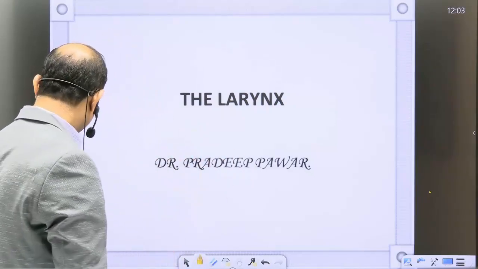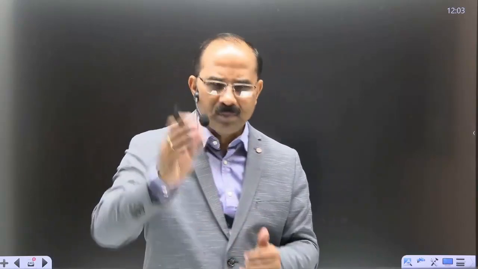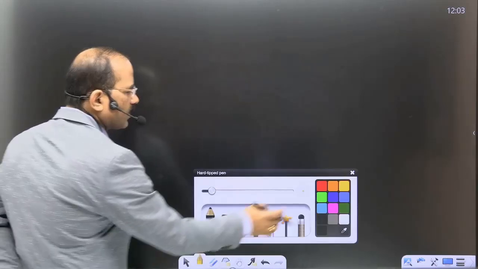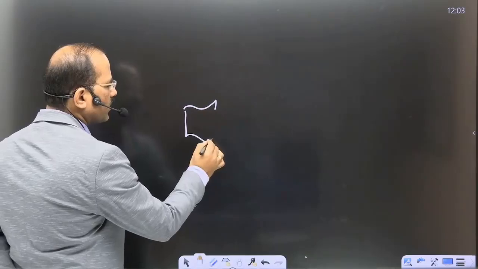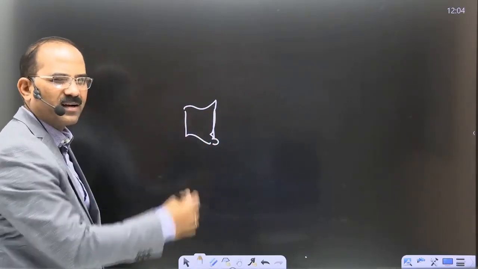Cartilages of the larynx. How do we divide the cartilages of the larynx? So we have cartilages, we have muscles of the larynx. So the cartilages are divided as paired and unpaired. Now, which are the paired cartilages and which are the unpaired? Unpaired ones, let me begin like this. The unpaired cartilages of the larynx, one is the thyroid cartilage, okay, that's an unpaired single cartilage.